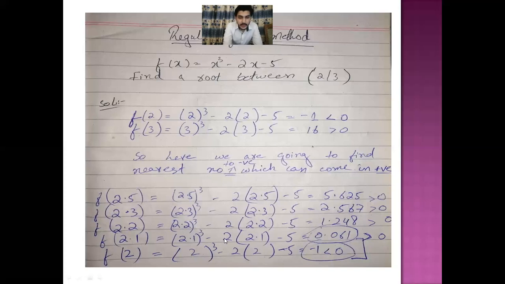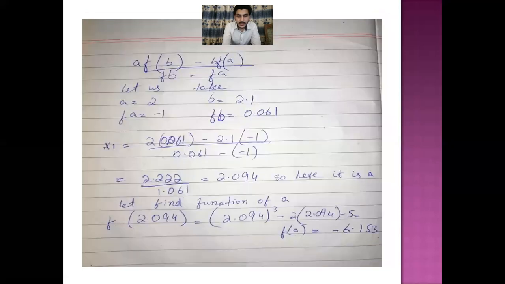2.1 cube minus 2.2 under 2.1, and the answer I have got here is 0.061. That is also greater than 0, but it was a nearest number to minus 1, means into negative. So let's move on to the next slide.